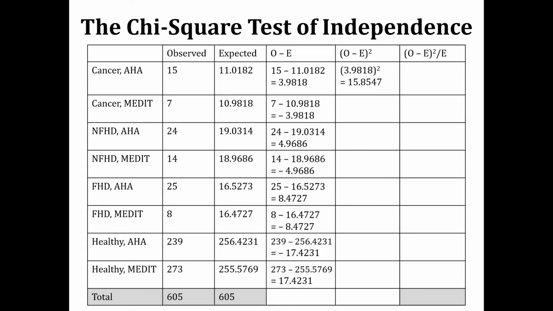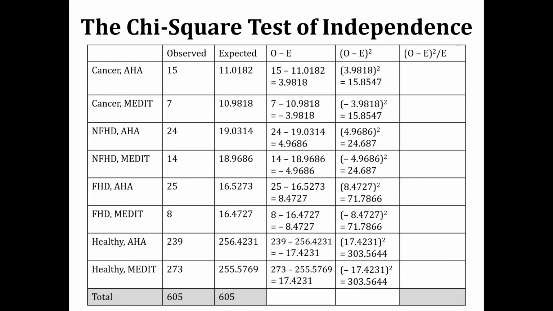Next column is about taking the square of difference between the observed and expected frequencies. We are following the same procedure. We are taking the square for each cell. 3.9818 square is 15.8547, and then the square of the difference between the observed and expected frequency of each cell. So after we have taken the square of the difference for each cell, we are going to divide that square of difference by the respective expected frequency.